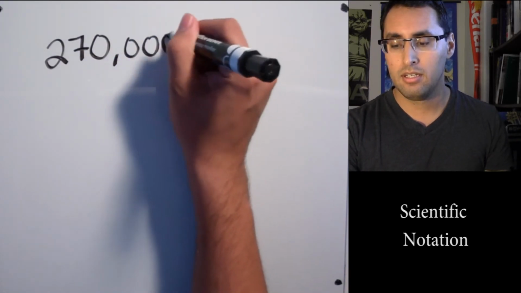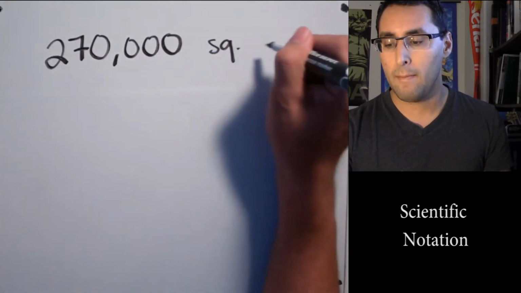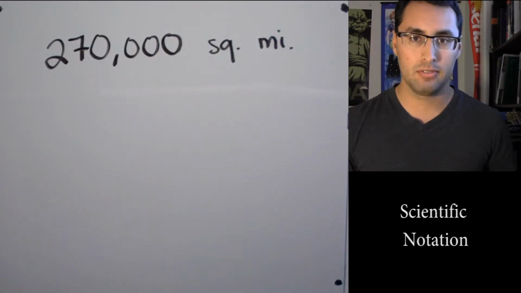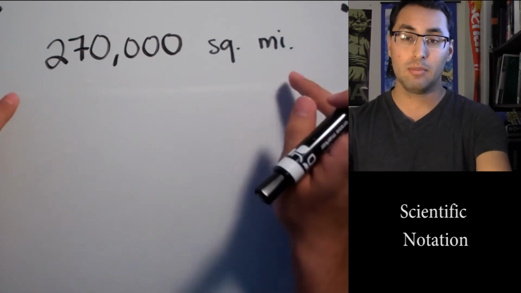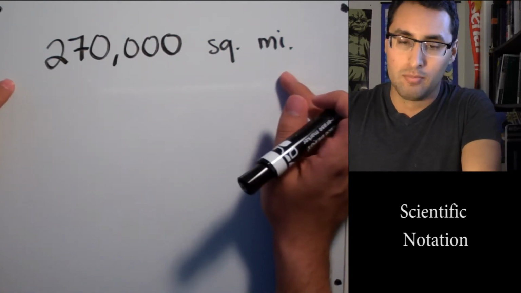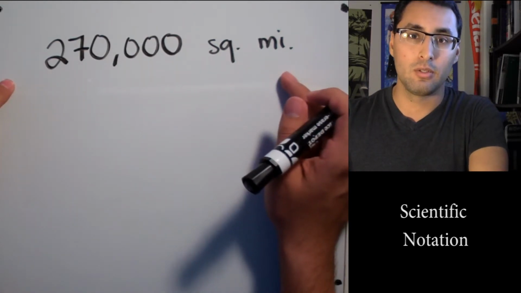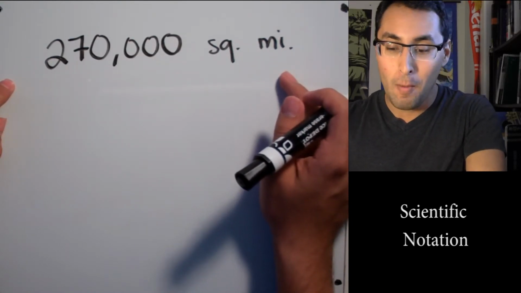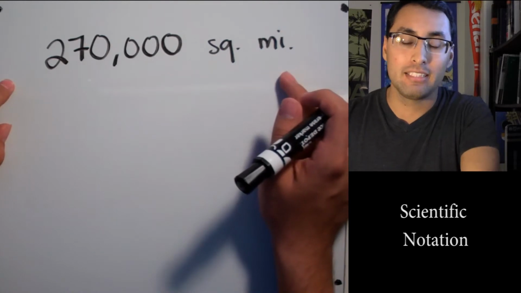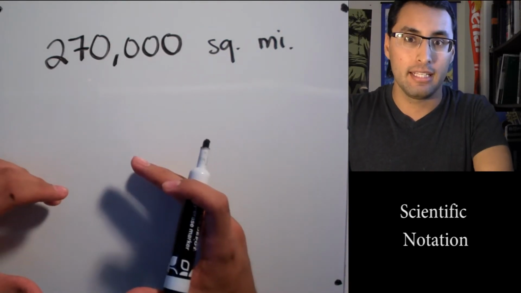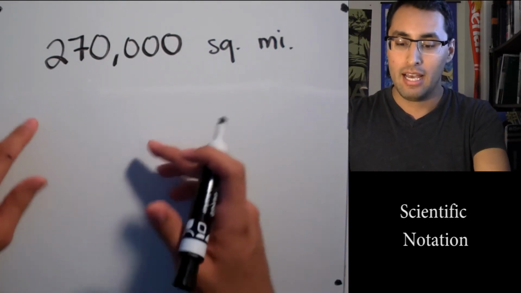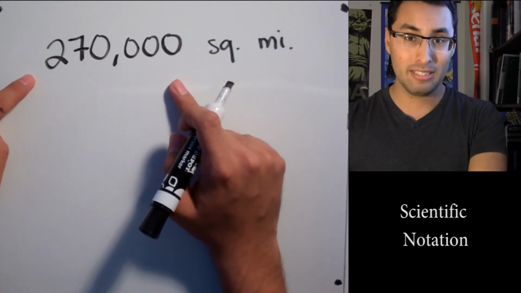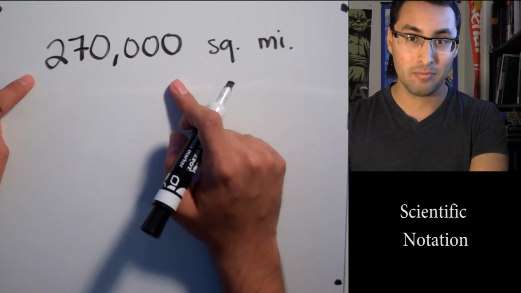270,000 square miles. Okay, now I didn't get this number out of the blue. This number actually represents something. If you were to search up Great Pacific Garbage Patch, that sounds weird, but what that is, it's a giant patch of garbage that's just in the ocean. Okay, and it's 270,000 square miles. That's what my sources from Wikipedia tell me.